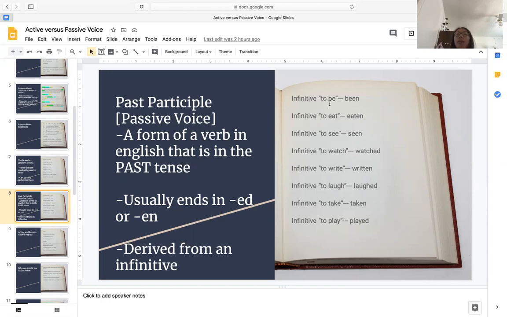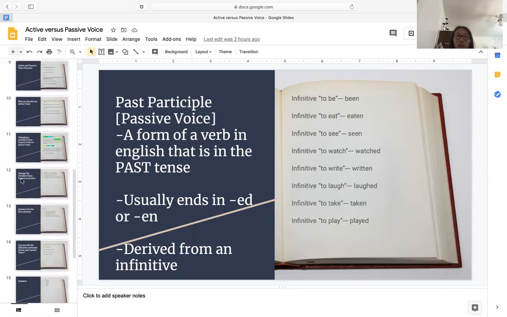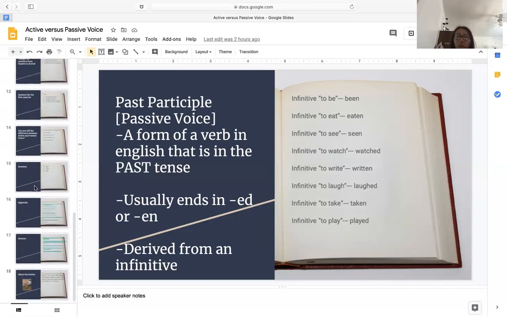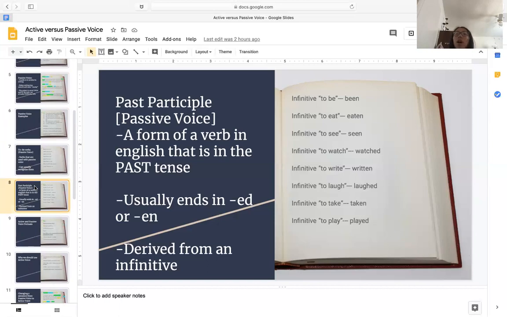So for example, here we have a list of infinitives. We have the infinitive to be, and the past participle is been, to eat, which is eaten, to see, which is seen, to watch, which is watched, to write, which is written, to laugh, which is laughed, to take, which is taken, and to play, which is played. As you can see, all the past participle forms either end in en or ed. Obviously, there are irregular forms, but these are the main ones that end in ed or en.